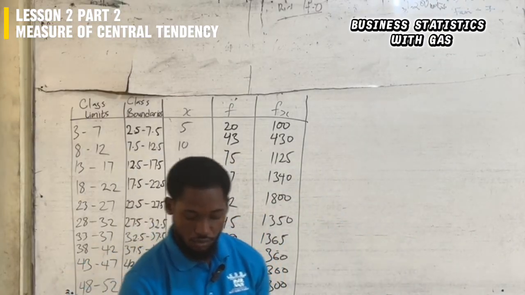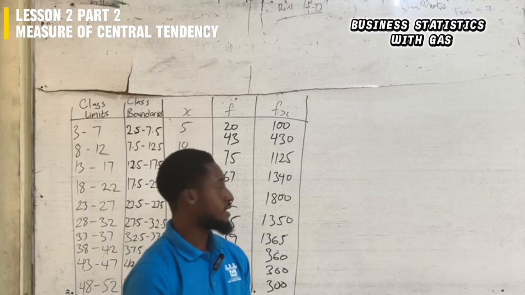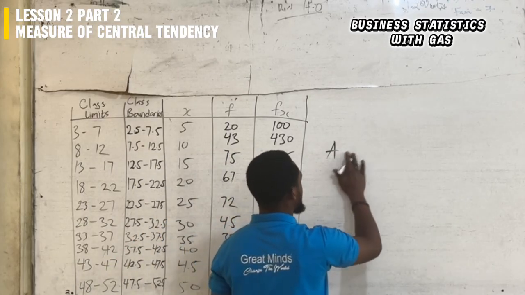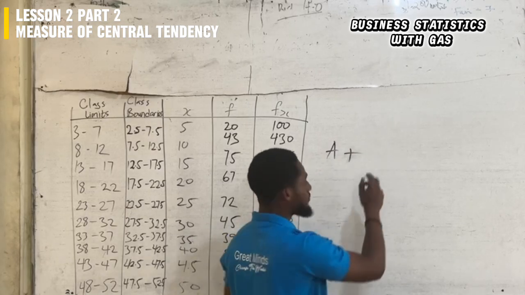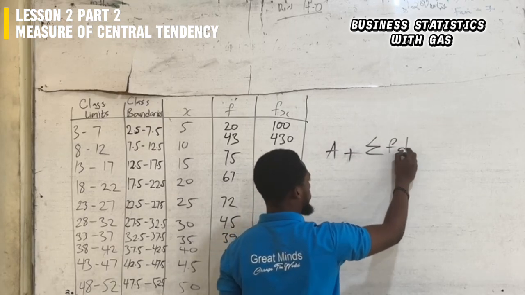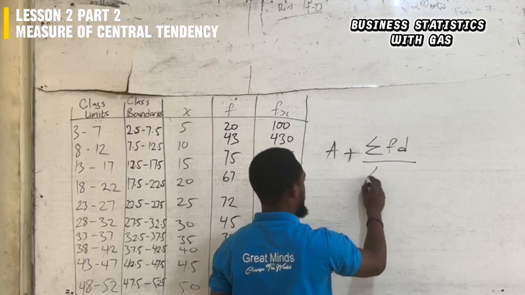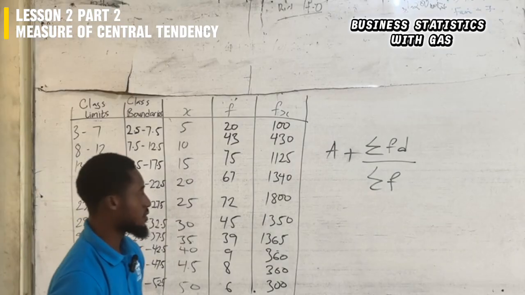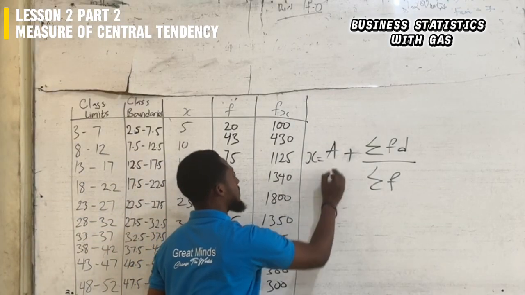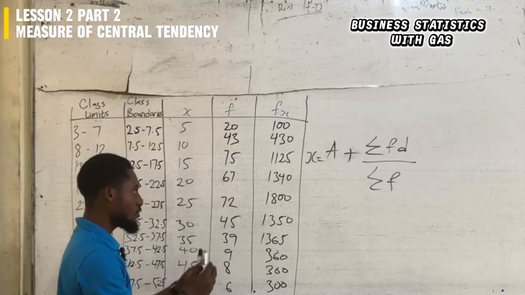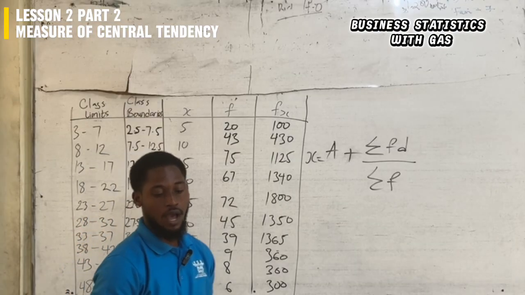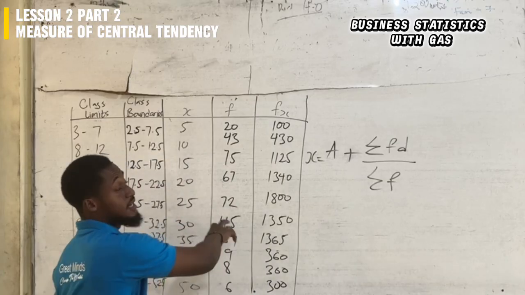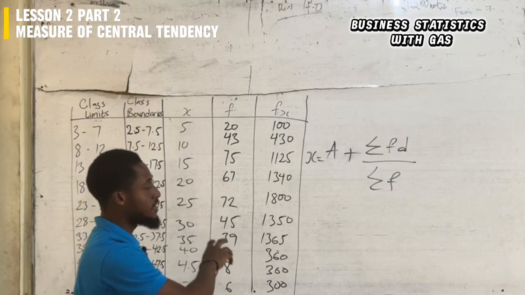Assumed mean has a formula, and this is the formula for assumed mean. Someone will be asking, what is this? So, without wasting much time, we are going to calculate how to find our assumed mean using this same table and the same figures we have here.